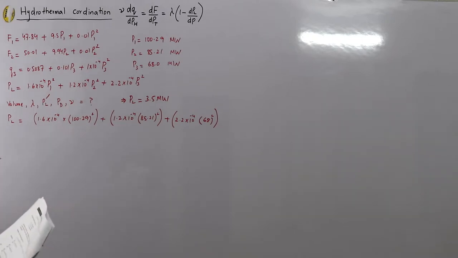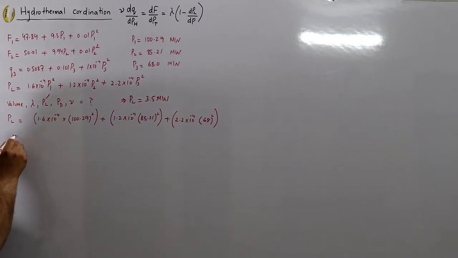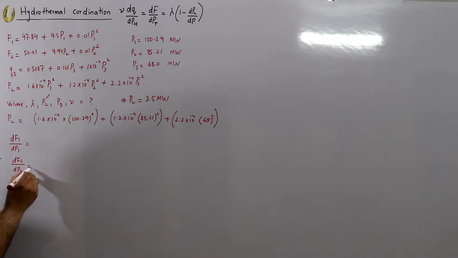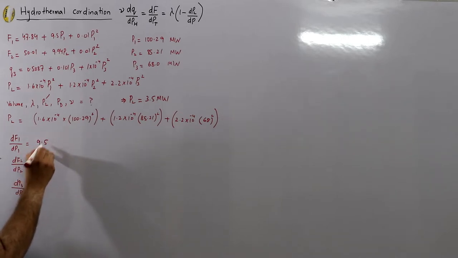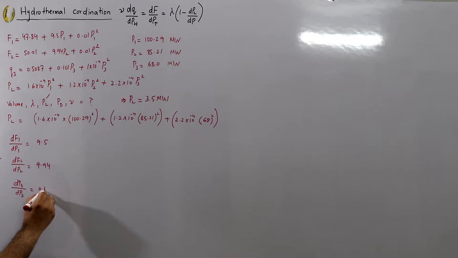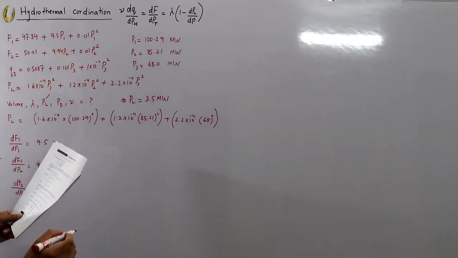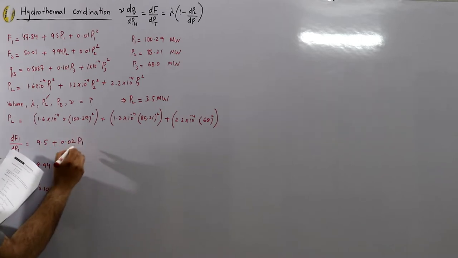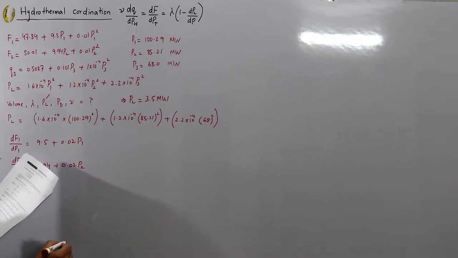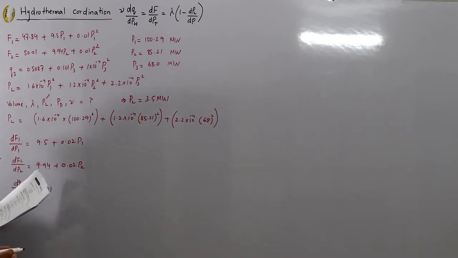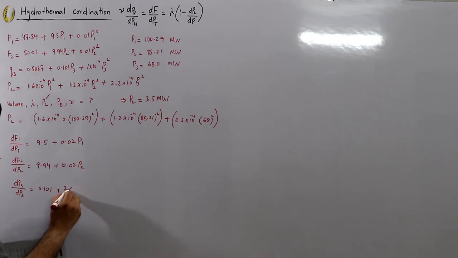Now you need to take the derivatives: dF1 with respect to dP1, similarly dF2 with respect to dP2, and finally dQ3 with respect to dP3. So these are 9.5 plus 2 multiplied by 0.01, which would be 0.02 P1, then 9.94 plus 0.02 P2, and over here this would be equal to 0.101 plus 2 into 10 to the power negative 4 P3.